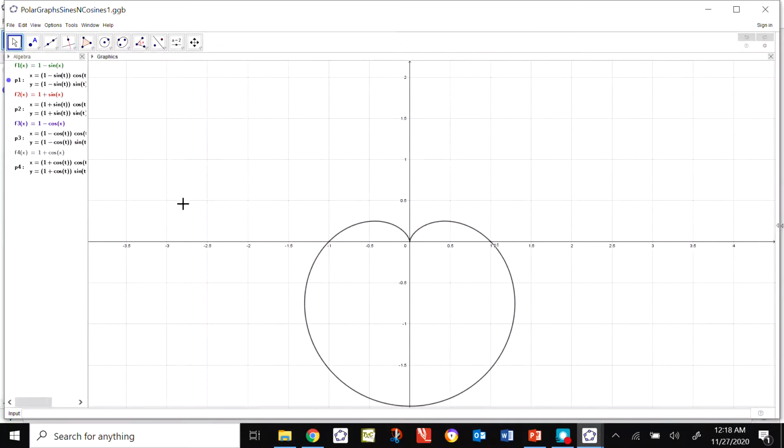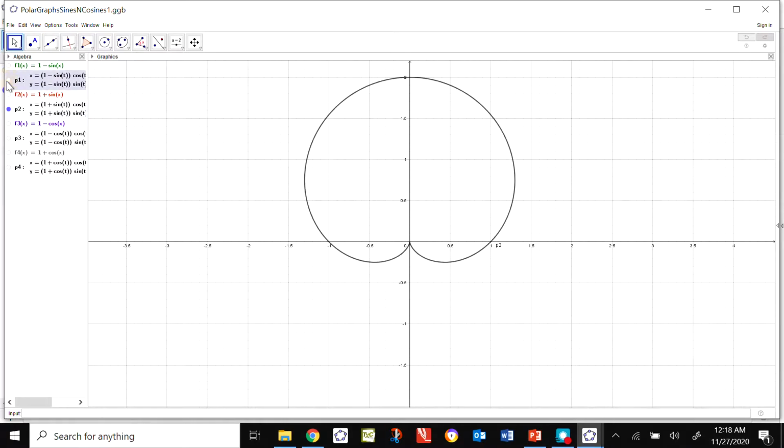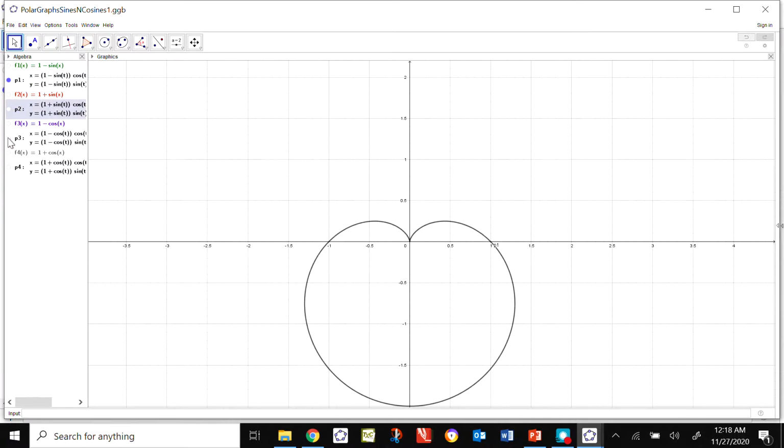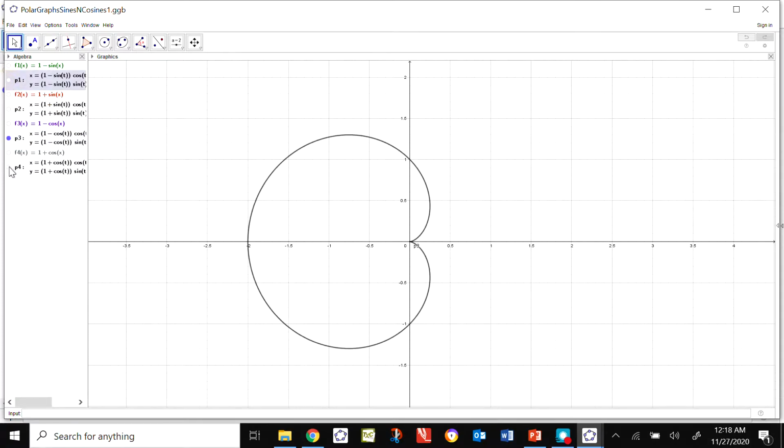And I think I have some more ones. 1 minus sine theta, that's how the graph looks. 1 plus sine theta looks like that. And put them together, looks like this. That's pretty too. Okay, 1 minus cosine theta, like that. 1 plus cosine theta looks like this.